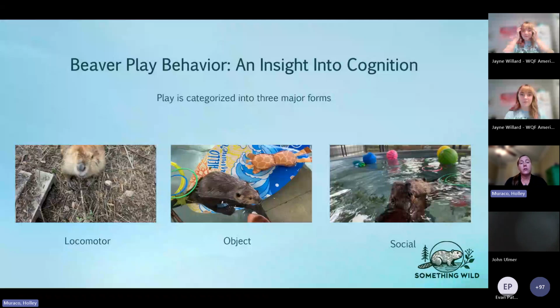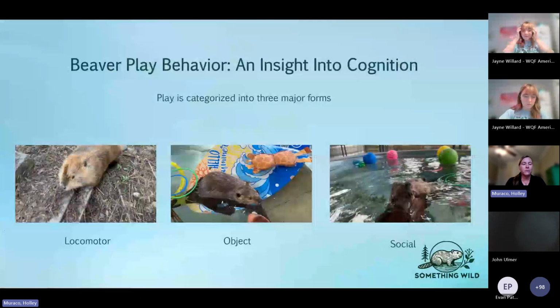So play behavior can provide an insight into cognition. And so I just want to give 3 examples of play behavior that we have observed in our beavers. Locomotor, you're going to see Tulip doing what a lot of the guinea pig people call the popcorn behavior. And it's just a silly movement that they do when they seem to be excited about something. So here is Tulip. And that's a very excited Tulip demonstrating a locomotor behavior of popcorning. And it is something that you will see these animals do.